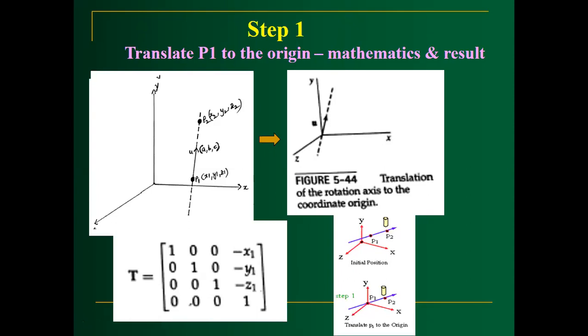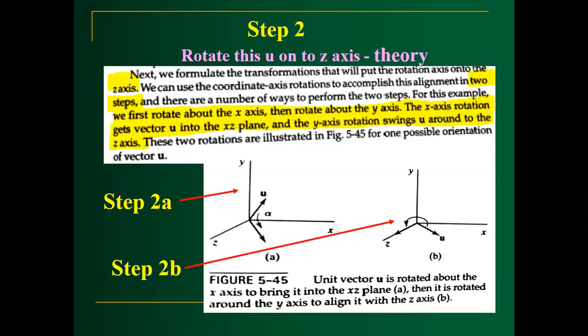Now coming to the current scenario, P1, P2, that is the arbitrary axis. If you want to rotate this axis and make it coincide with the z-axis, the z-axis remains the same, but x and y rotation happens. That is the meaning of what I said, that it has 2 steps, which I have earmarked as 2a and 2b. Now let us understand this. We will formulate the transformations so that the rotation axis comes to that axis. We can use the coordinate axis rotations to accomplish this alignment in 2 steps, as I told.